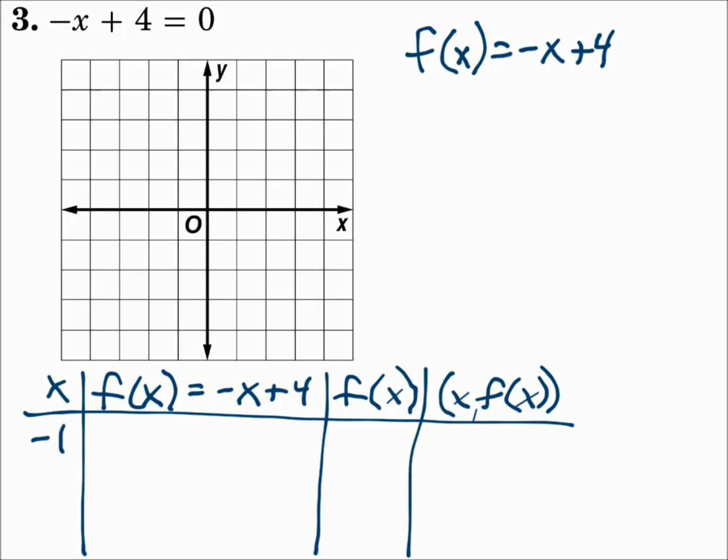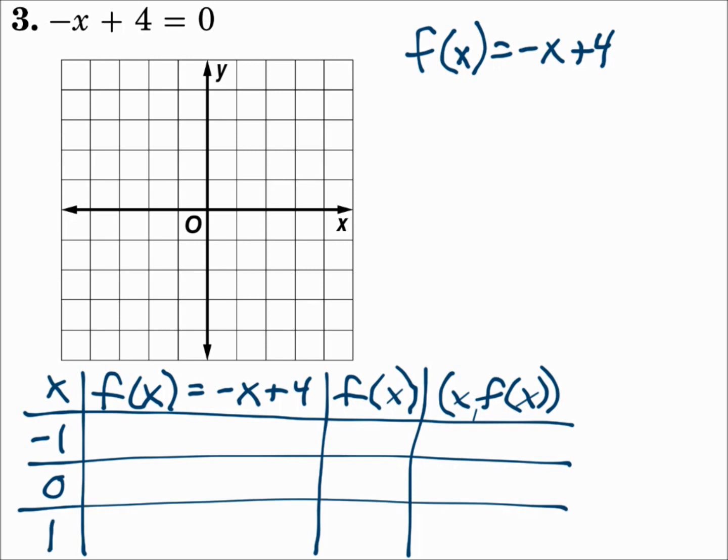Remember to use the x values negative 1, 0, and 1, and substitute in. For negative 1, f of negative 1 is negative negative 1, be careful there, plus 4. Negative of negative 1 is positive 1. 1 plus 4 is 5, giving you the ordered pair negative 1, comma 5.